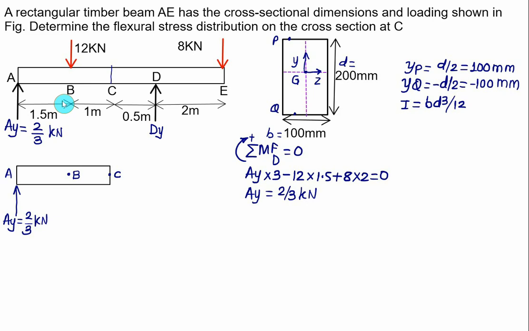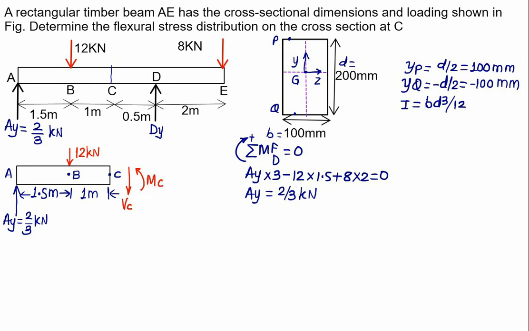The distance between A and B is equal to 1.5 meter and the distance between B and C is equal to 1 meter. At point B, we have a vertical force acting, equal to 12 kilonewton. Since there is no change in the loading from B to D, the shear force on the left side and the right side remains the same. So we'll assume here that we have shear at point C equal to VC and we'll take an anti-clockwise moment equal to MC.